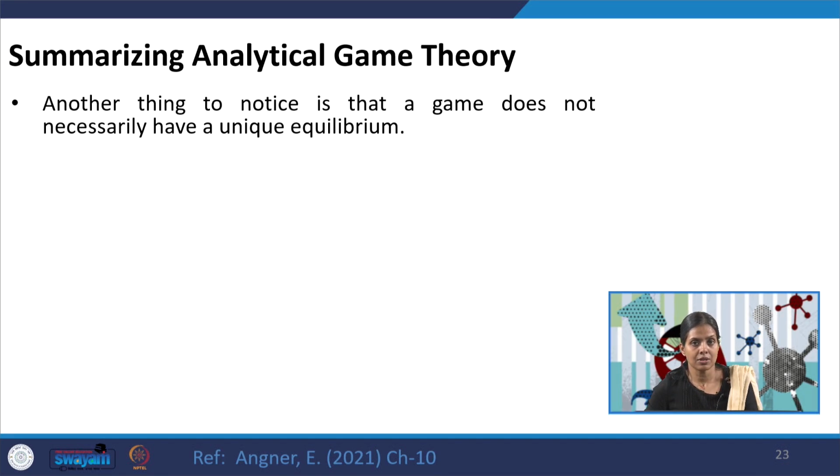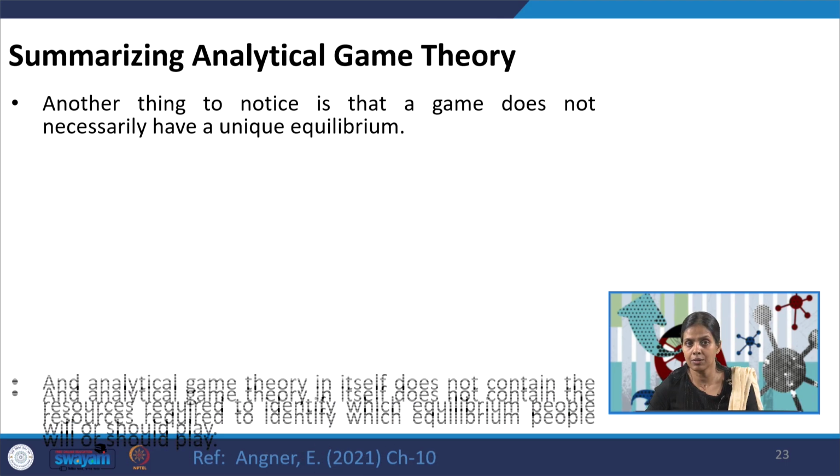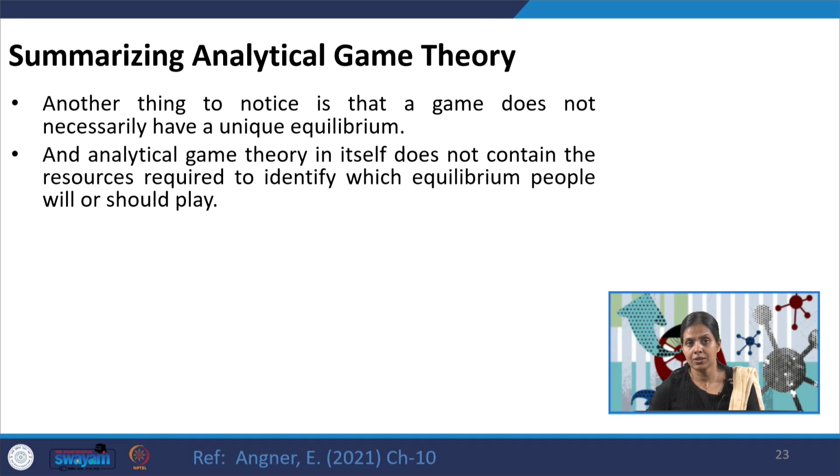Another thing to notice is that a game does not necessarily have a unique equilibrium, and analytical game theory in itself does not contain the resources required to identify which equilibrium people will or should play. So, it basically presents the equilibrium suggested by, say, the Nash equilibrium, either in pure strategies or in mixed strategy, but it does not say which one people should play. There could be multiple Nash equilibria.